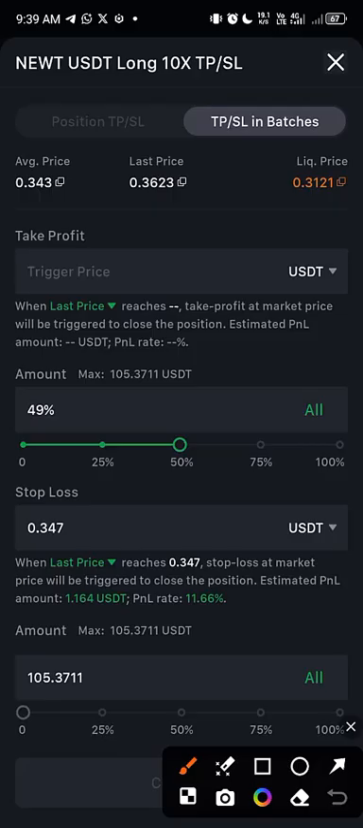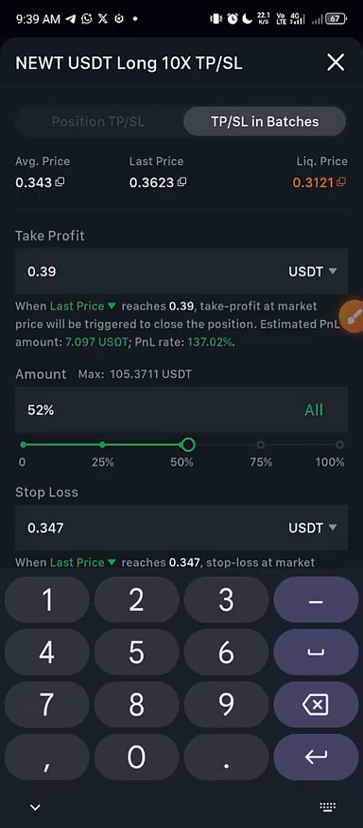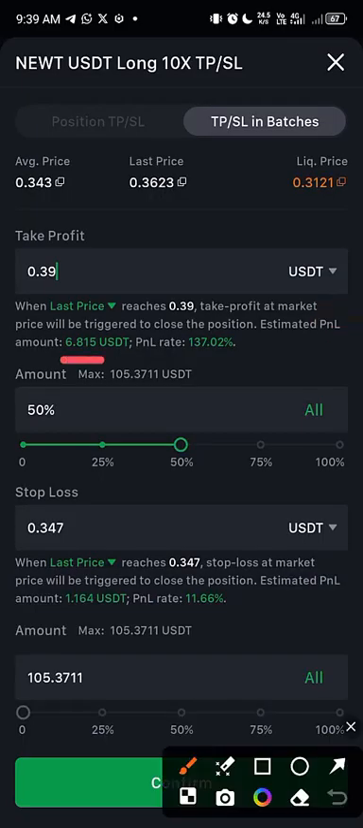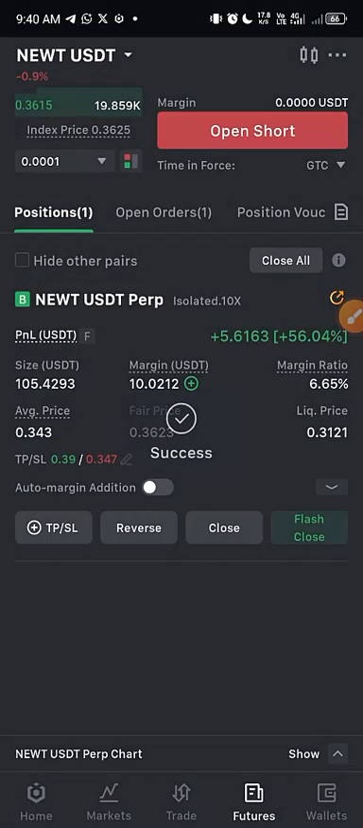This year I'll put the TP price, which is the first price was 0.39, right? So it's saying since I'm selling 50%, this is how much I'll make if I sell 50%, and this is the percentage, 135, 37%, and I'll make $6, right? Now if I sell all at that price, I'm making $13, right? So I'll set it at 50%, and then I'll click on confirm. So now I've set the first TP as 0.39. You can see it there.